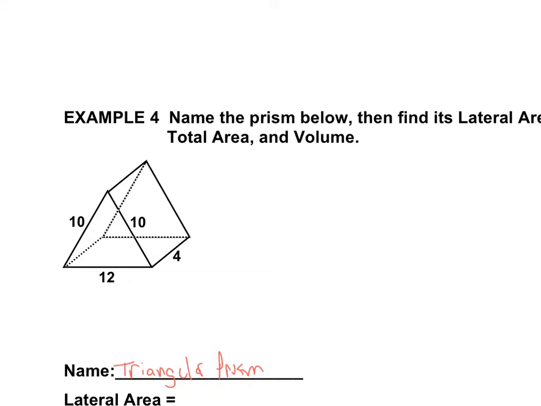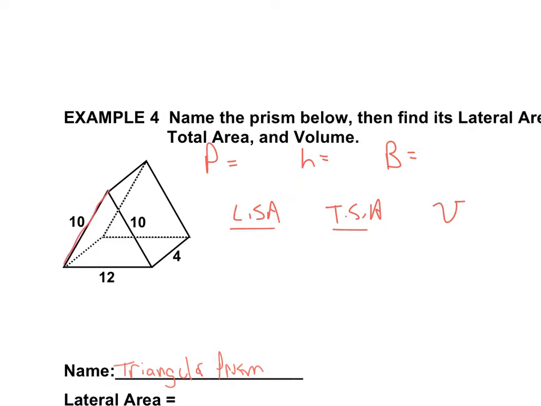Now I need all the same things: lateral surface area, total surface area, and volume. So I need to find the perimeter of the base, the height of the prism, and the area of the base. This one's going to have a little work to it, at least on some of them.